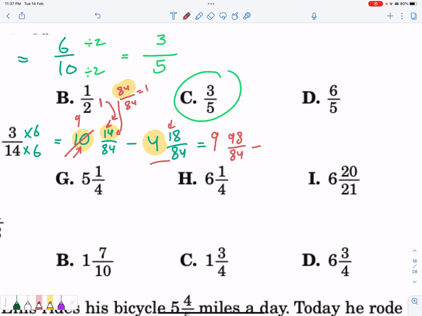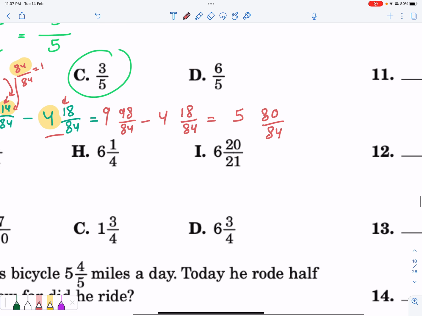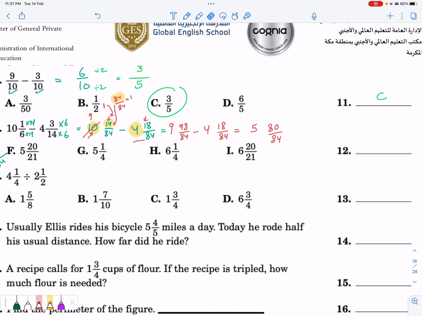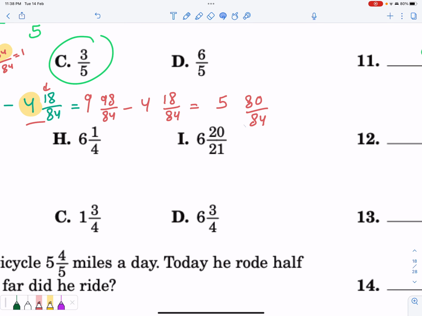Minus the mixed number 4 and 18 over 84. Now let's subtract. Now we can do it. 9 minus 4 equals 5. 98 minus 18. Let's take it step by step. 9 minus 1 is 8, and 8 minus 8 is just 0, over 84. Okay, now you have a mixed number, the whole number 5 and the fraction 80 over 84.